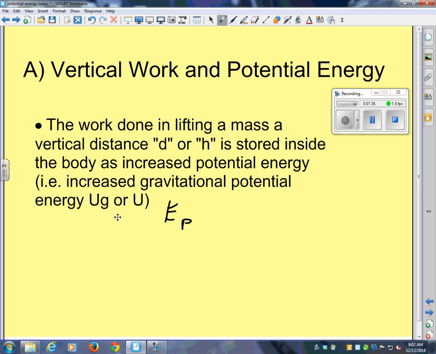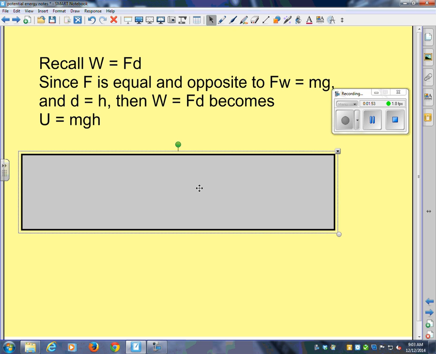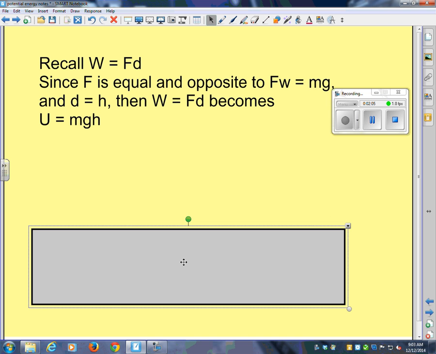So increased gravitational potential energy, UG, right? Gravitational, or just plain old U. Remember W equals FD? Since F is equal and opposite to the weight force, which is mg, and D and H are synonymous, then W equals FD simply becomes U equals mgh. And that's probably not the world's best written out version of a derivation.